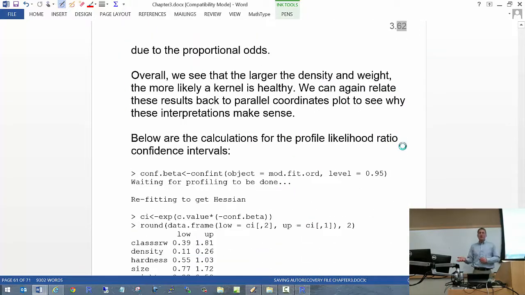Now, with respect to density, again, remember what we saw in the parallel coordinates plot. I'll let you look back on your own, and that was, the high density ones were healthy, medium were sprout, and then the low ones were the scabs. And relate that in that plot to what we just found with this odds ratio, that when you decrease that density, you're more likely to be of lower quality.